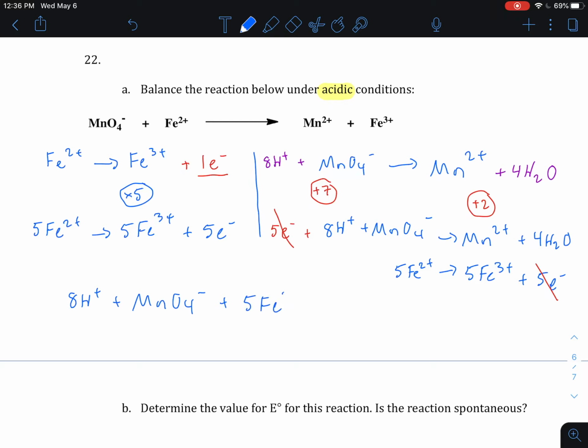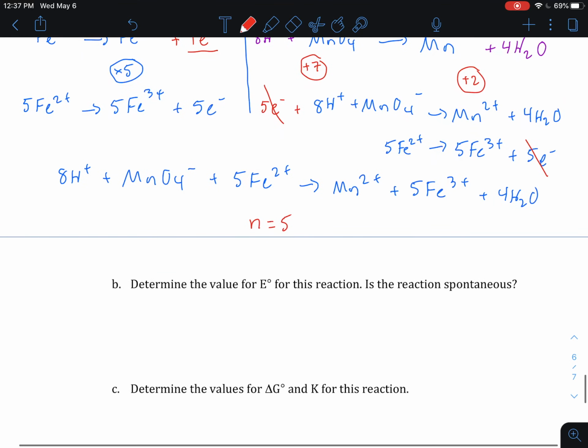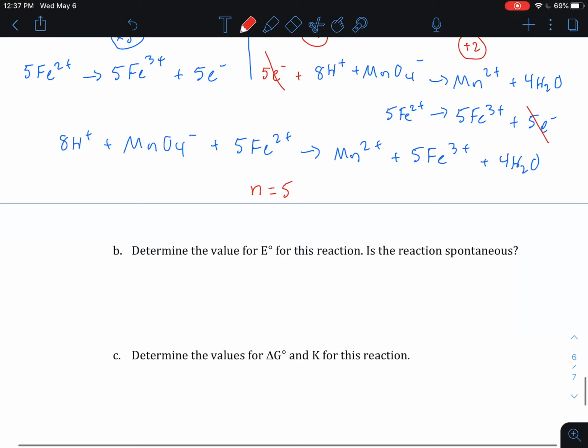So 8H⁺ plus permanganate plus 5 Fe²⁺ makes manganese 2+, 5 Fe³⁺, plus 4 waters. Something we should make a note of here is our n value, based on the electron flow on each side of the reaction. If we need to calculate delta G or K or anything like that, we would need to know that n value.